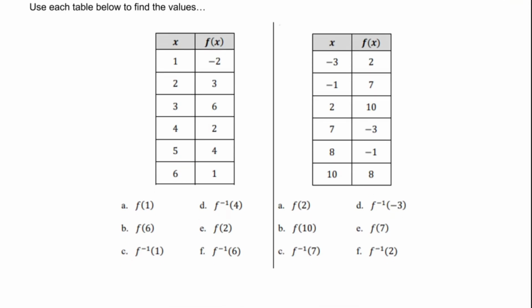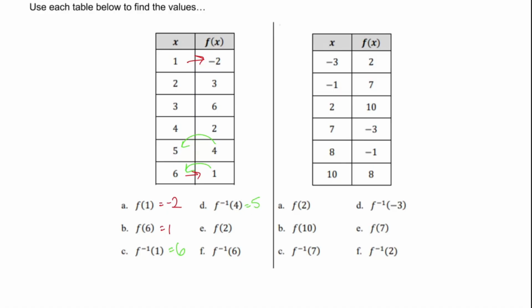Use each table below to find the values. All right. This is actually pretty easy. I mean, regular f of 1 is just -2. Regular f of 6 is just 1. Oh, the inverse. Huh. Well, how do I handle the inverse? Just flip-flop them. And I'm not going to write out a table. Remember, you swap the x's and the y's. So the f inverse of 1 means you go from the y to your x. F inverse of 4 means go to the 4, which reverses back to 5.